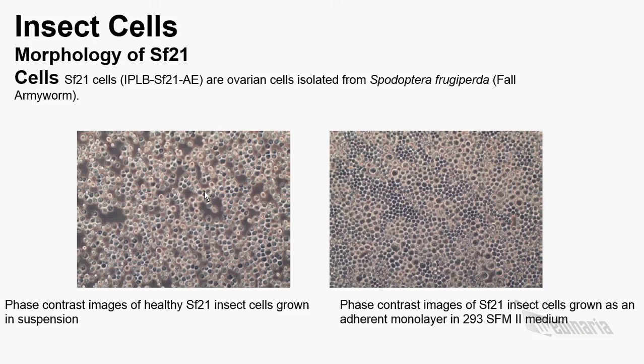These cells can be thawed and usually used directly in suspension culture for rapid expansion of cells. They grow very fast. These cells can be used to propagate viruses and to produce some kinds of recombinant proteins.